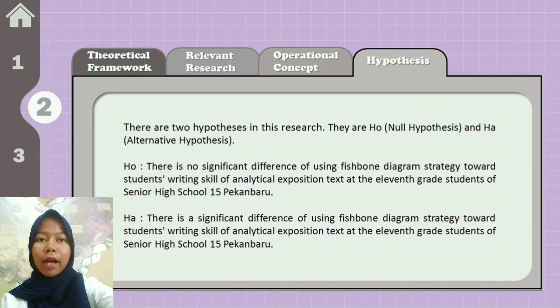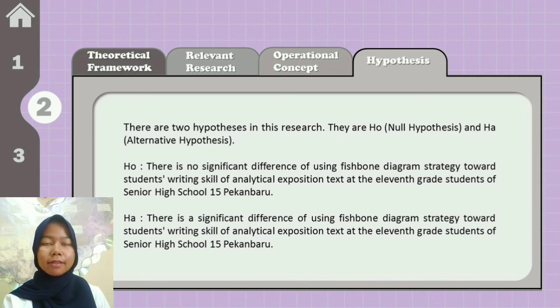Okay, next about hypothesis. In this study, there are 2 hypotheses. There are null hypothesis and alternative hypothesis. Null hypothesis is there is no significant difference of using Fishbone diagram strategy toward students' writing skill of analytical exposition text at the 11th grade students of senior high school 15 Pekanbaru. Alternative hypothesis is there is a significant difference of using Fishbone diagram strategy toward students' writing skill of analytical exposition text at the 11th grade students of senior high school 15 Pekanbaru.